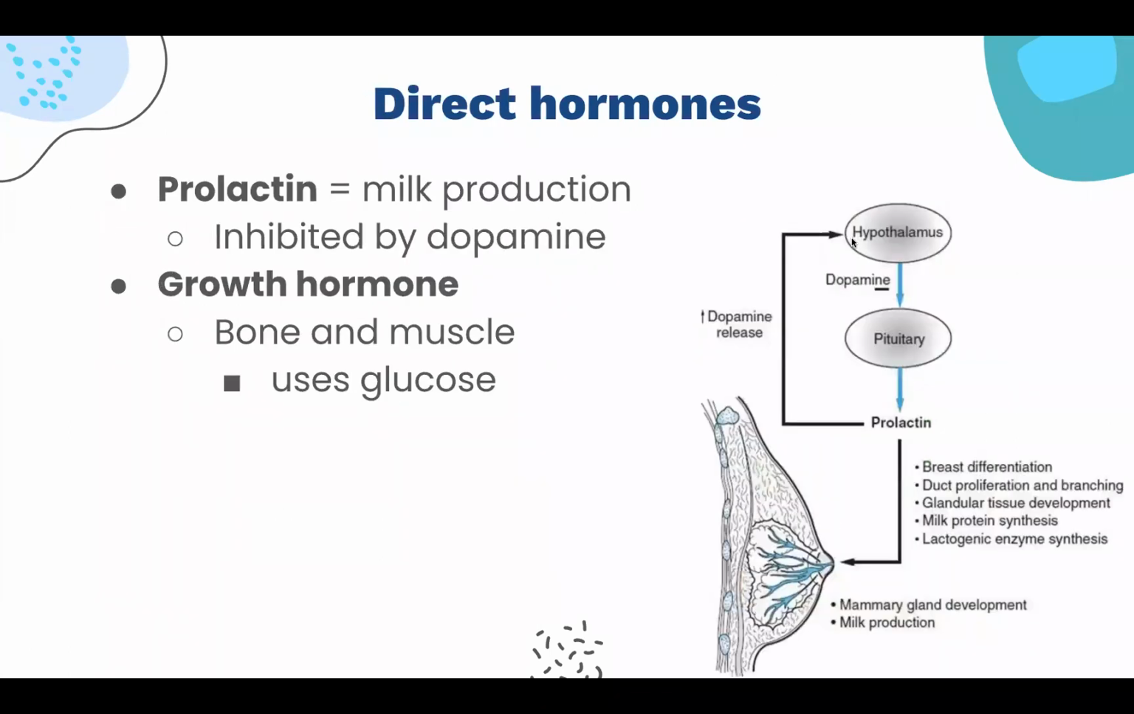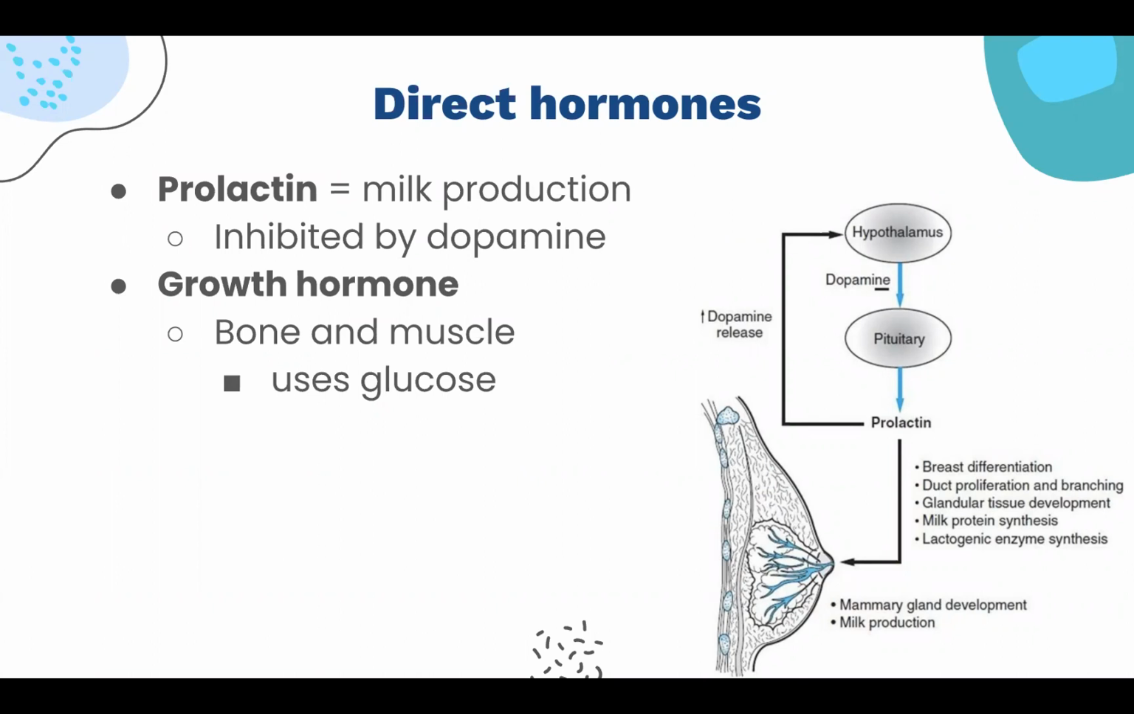So direct hormones are a little different. They're made in the pituitary gland and travel to their respective organs, unlike tropic hormones, which act on other endocrine glands to release a hormone. So prolactin, for example, is under the influence of dopamine. With little dopamine, the pituitary gland will release more prolactin, which directly stimulates milk production and mammary gland development.